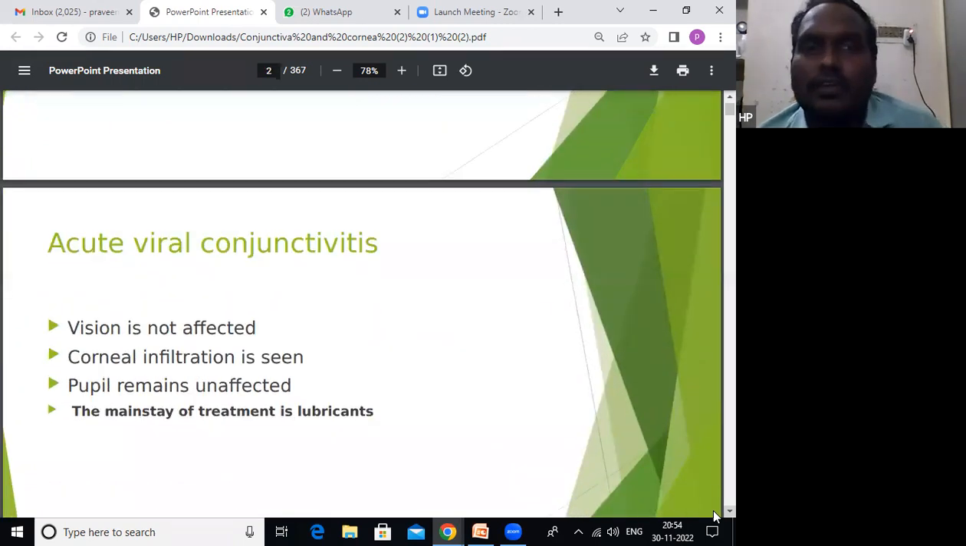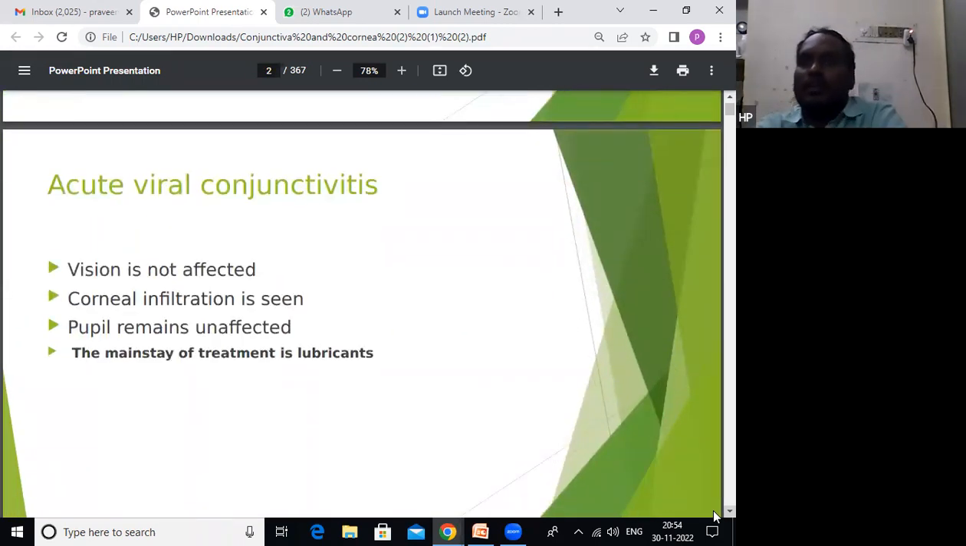So coming to the conjunctiva, questions are simply asked on acute viral conjunctivitis. This is a very simple topic, but you usually get confused in viral conjunctivitis. The vision is not affected. You can have corneal infiltration, particularly in cases of adenoviral conjunctivitis. Nowadays we are seeing more cases of conjunctivitis in the last 10 to 15 days, especially in Tamil Nadu, and the adenovirus can cause infiltrates during conjunctivitis. The mainstay of treatment of viral conjunctivitis is lubricants. This question has been asked repeatedly in various competitive exams. The mainstay of treatment for viral conjunctivitis is not antibiotics, it is lubricants.